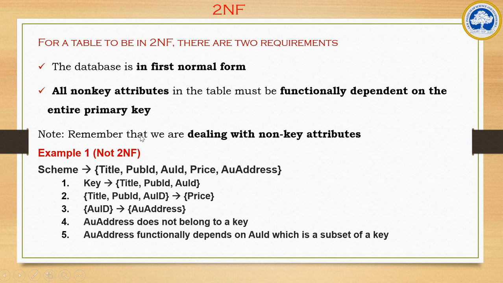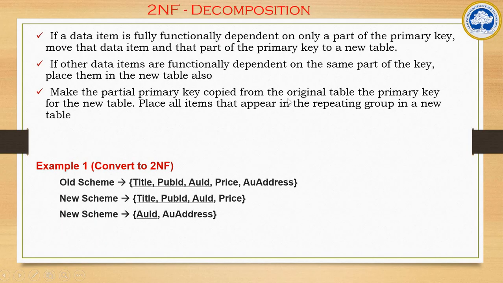Now the price is dependent on title, publication ID and author ID, and author address is dependent on the author ID. So author address does not depend on the whole key; author address is functionally dependent on the author ID, which is a subset of the key. That is the condition it's violating, so it is not in 2NF. The second condition says all non-key attributes must be functionally dependent on the entire primary key, so we need to avoid this.